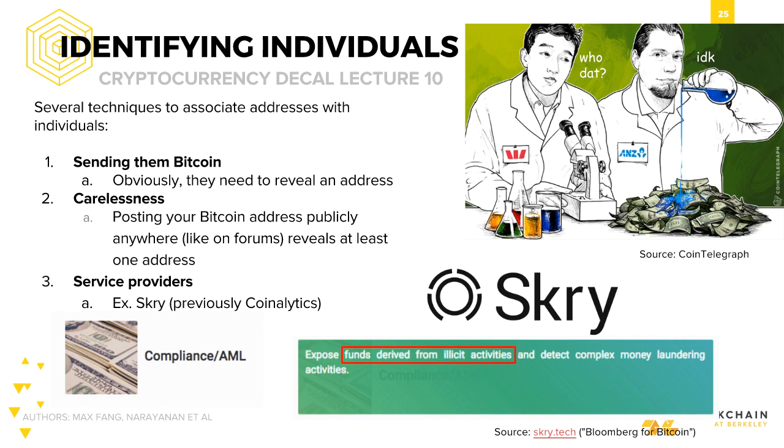Other ways that you can identify me is if I'm just careless. So for example, if I was stupid and put in the second lecture of this DeCal, oh hey, here's my Bitcoin address, send me some Bitcoin. Now you know that's my Bitcoin address, right?